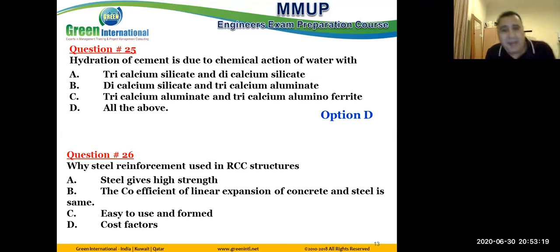Why is steel reinforcement used in RCC structure? You have four options, I told you. All of them are correct, but the most correct answer is B, the coefficient of thermal expansion. Assume you have option E, all above. I choose all above. Okay, guys, this is very tricky. If question number 26 has four options, choose the coefficient. If you have five options, like E is all above, choose all above.